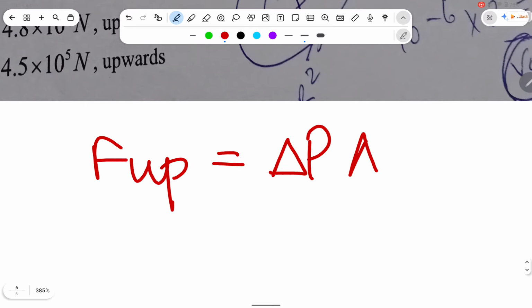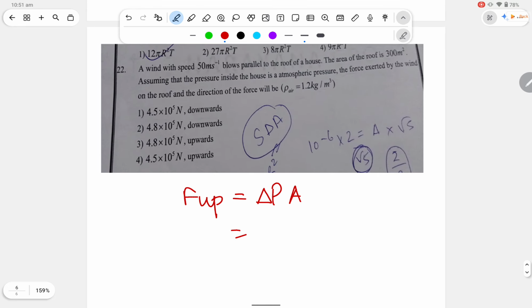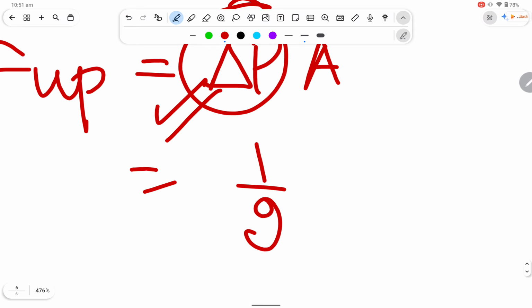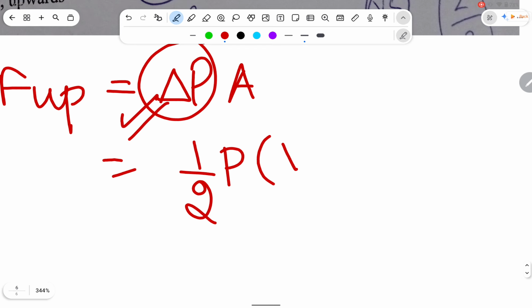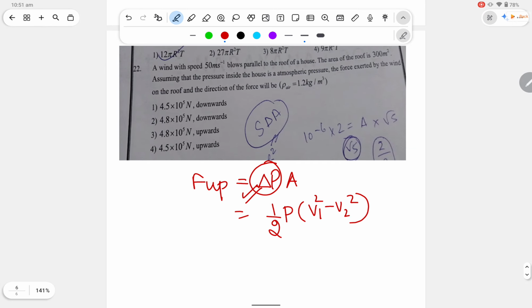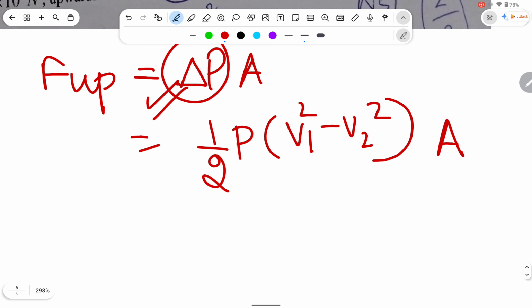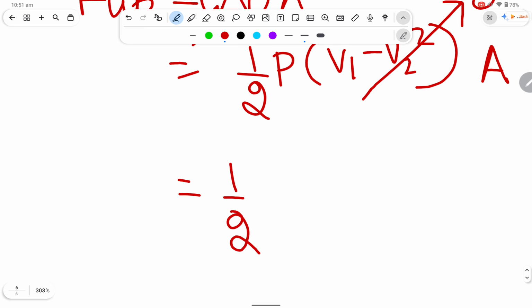So delta P into area. What is the pressure difference? We don't know the pressure difference, so we will go with the force, that is half rho, v1 square minus v2 square, into area. Outside the velocity is 50, inside the velocity is 0.